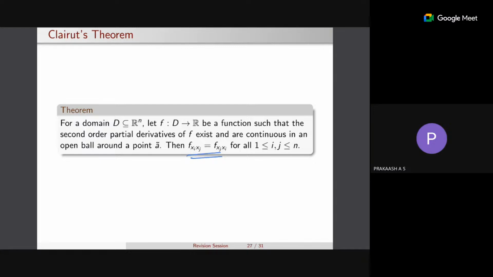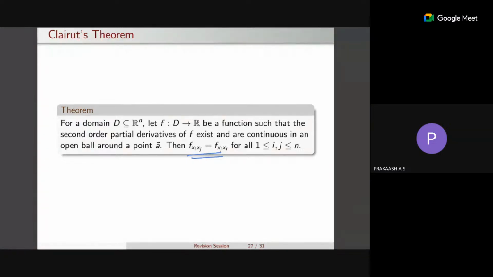Yeah. So symmetry of the Hessian matrix and equality of the mixed partial derivatives are equivalent statements. So we want symmetry of the Hessian matrix, which is equivalent to saying that we want equality of mixed partial derivatives, which is why we require that second order partial derivatives of f exist and are continuous. We require that theorem to have symmetry of the Hessian matrix.